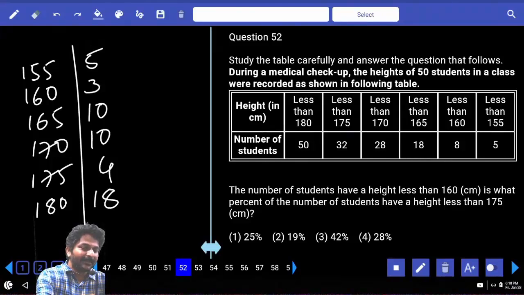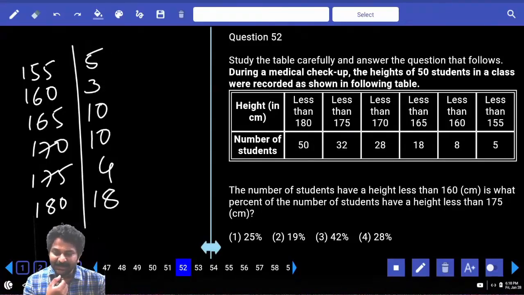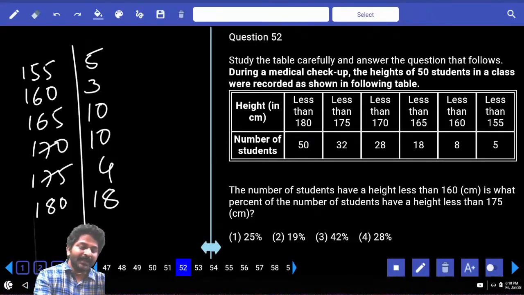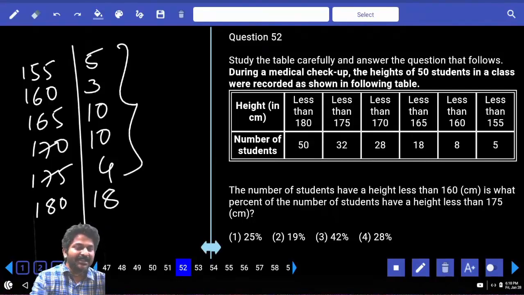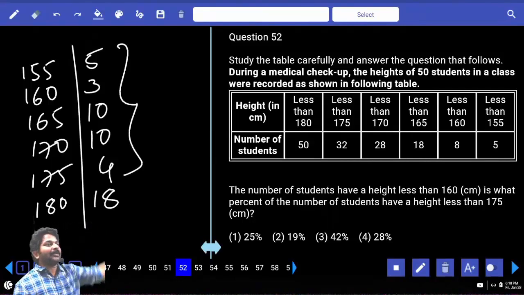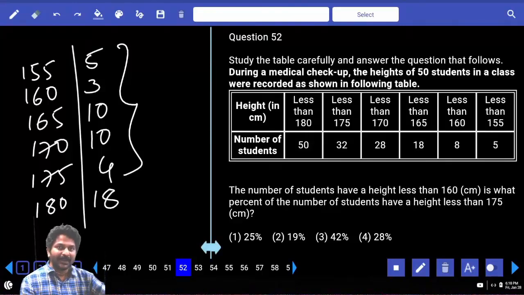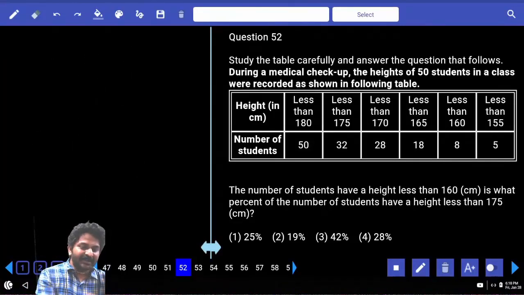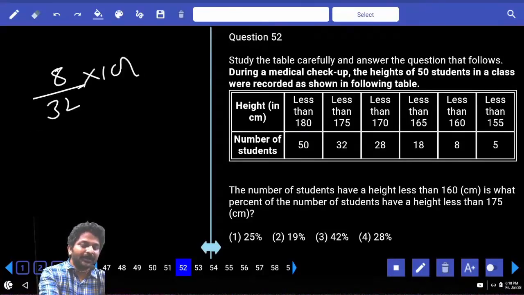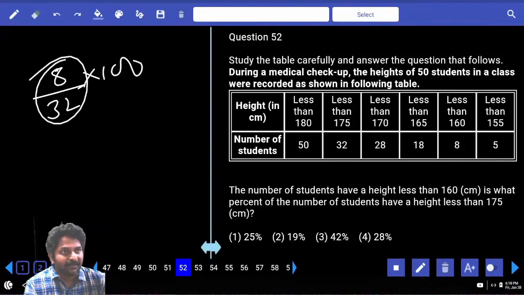Number of students who have a height less than 160: how many people are there? 8 people, 5 and 3. That is 8. Is what percent of the number of students of height less than 175? Less than 175 in the sense, sum of all these numbers. You know the total value is 50. From 50 if you subtract 18, you get 32 only, right? So your question is, 8 is what percent with respect to 32? How much is this fraction? 1 by 4. Percentage wise, 25.